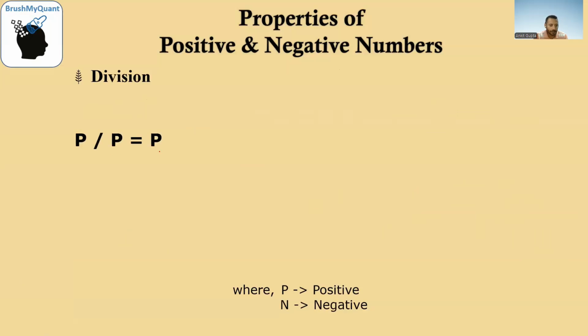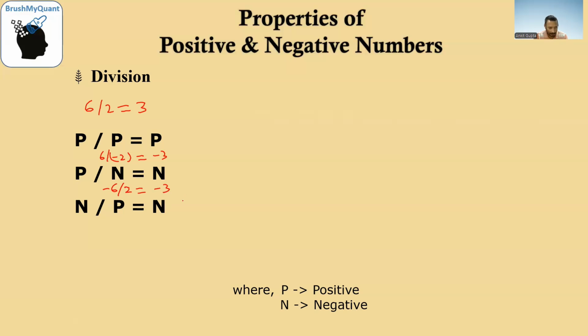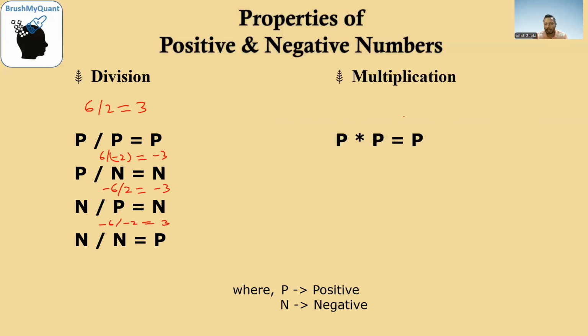Let's talk about division. Positive divided by positive is a positive number. Example: 6 divided by 2 is equal to 3, which is a positive number. Positive divided by negative is a negative number. Example: 6 divided by -2 will give us -3, which is a negative number. Similarly, negative divided by positive is a negative number. So -6 divided by 2 is equal to -3, which is a negative number. And negative divided by negative will be a positive number, right? So -6 divided by -2, the minus signs will cancel out and we'll get a positive number, which is 3.